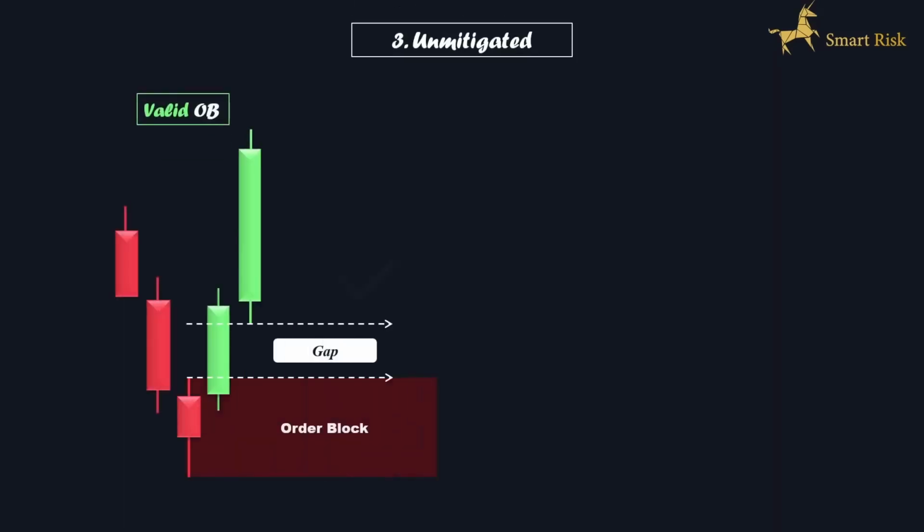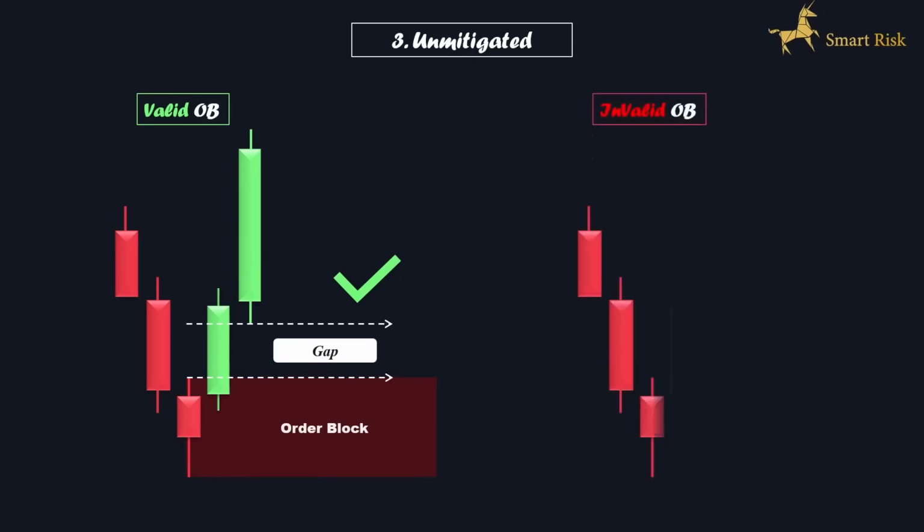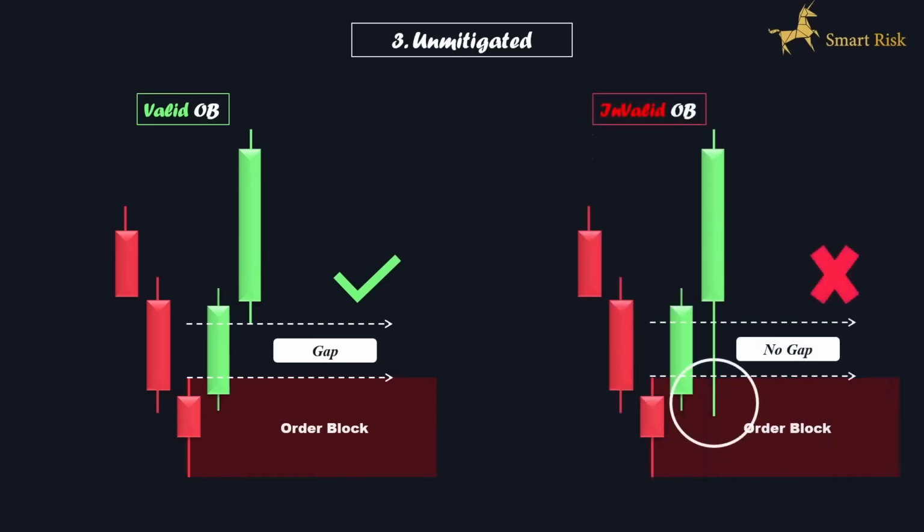Rule number 3. It must be unmitigated. Order blocks are considered one-time use, meaning we focus on the trading opportunity when price first enters an order block. Once an order block has been mitigated, we do not consider it as an area of interest for future trading.